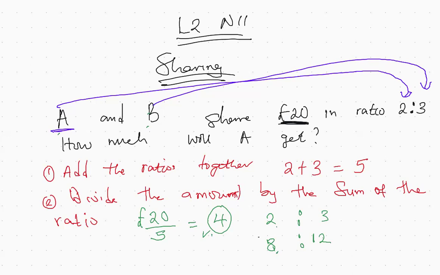So don't forget the first step. The first step is what? You add the ratios together, 2 plus 3, that gives you 5. Divide the amount by the sum of the ratios, 20 divided by 5, that gives you 4. Now use that 4 to multiply the ratios back. So that's what you have to do.